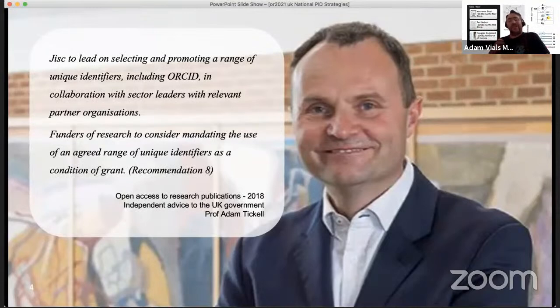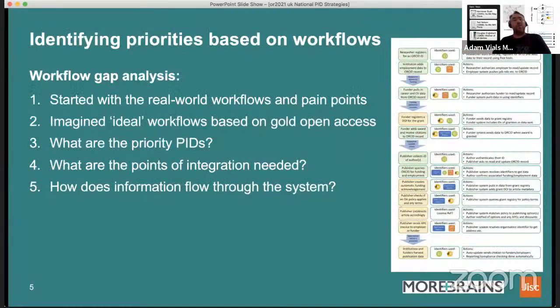and from my job's point of view, Professor DeKell very kindly mentioned us and said that we should do stuff. I should also mention that part of my job is to support the National UK ORCID Consortium. So it's nice to see that word in his statement. Right, so what did we do?